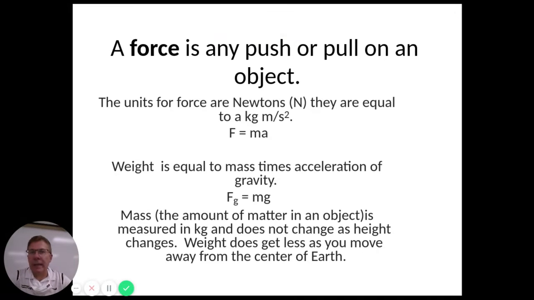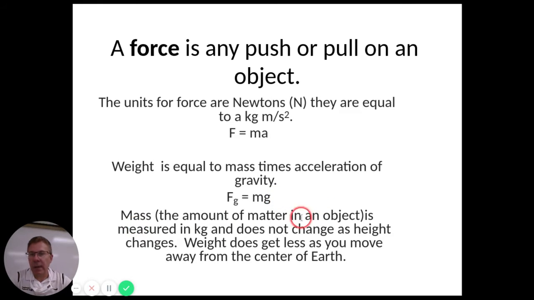A force is any push or pull on an object. The units for force are newtons, and they are equal to kilograms times meters per second squared. Force is equal to the mass times the acceleration. Weight we write as F sub g, or sometimes a W, okay? And that's also equal to mass times gravity, gravity being 9.81 meters per second squared.